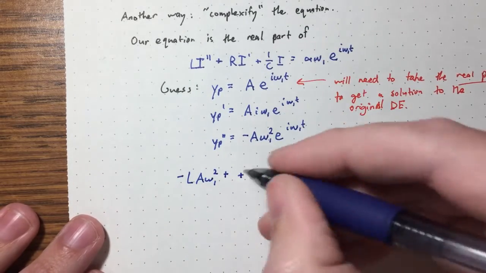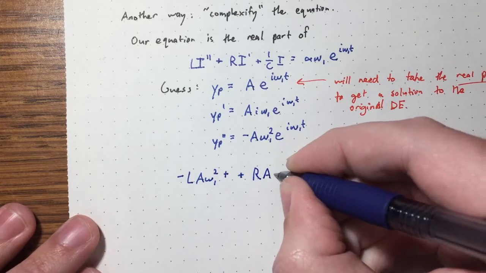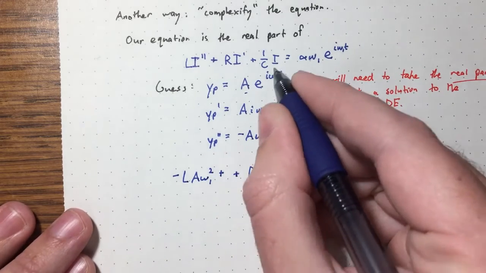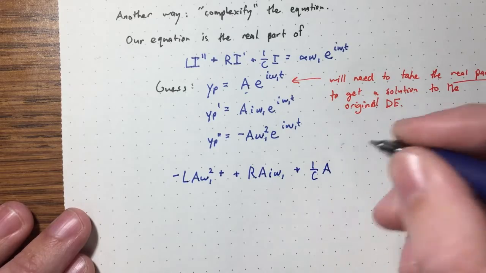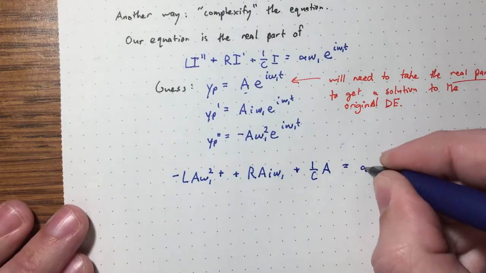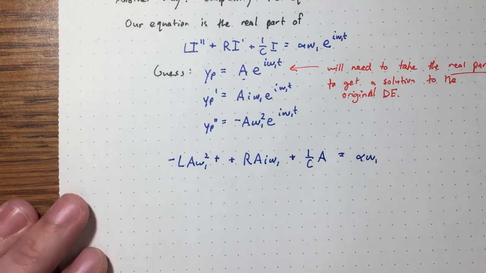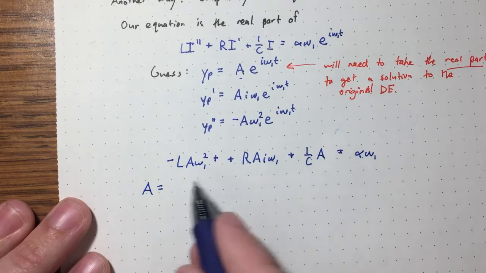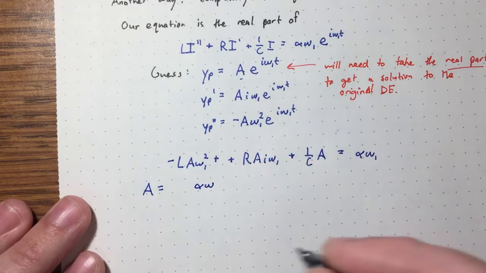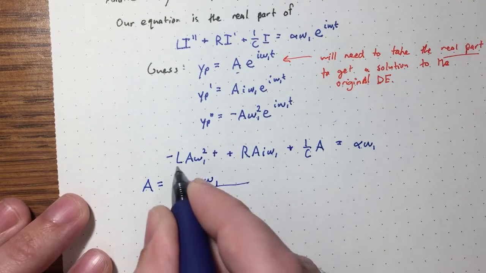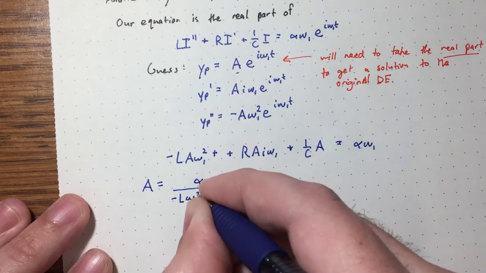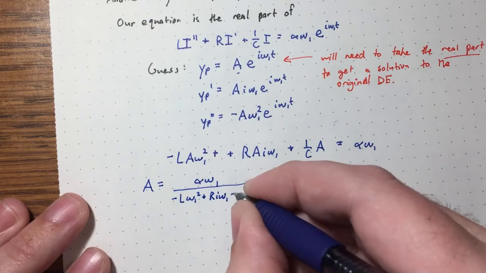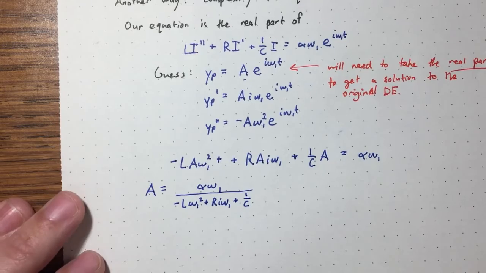And then I have R times this one, R times a i omega 1. And then plug this one in here. So I have a 1 over C a. And that equals alpha times omega 1. And I want to solve for a. So what is a? Well, I can factor out the a and then just divide by what I have left. So try not to mess this up here. So to divide by minus L omega 1 squared, plus R i omega 1, plus 1 over C, like that.